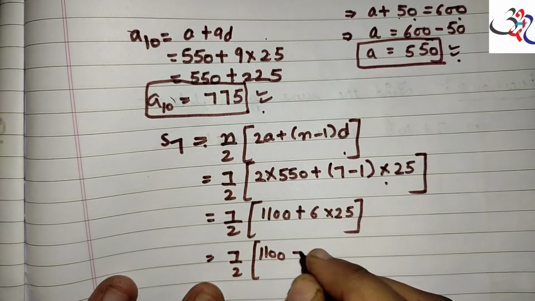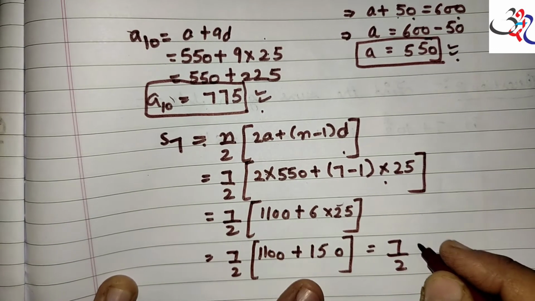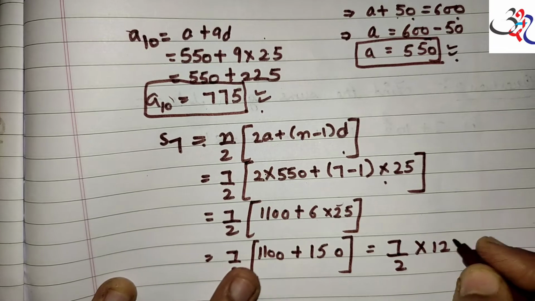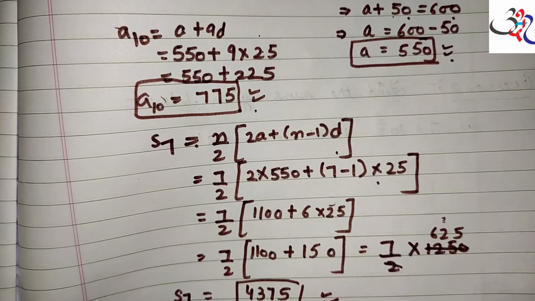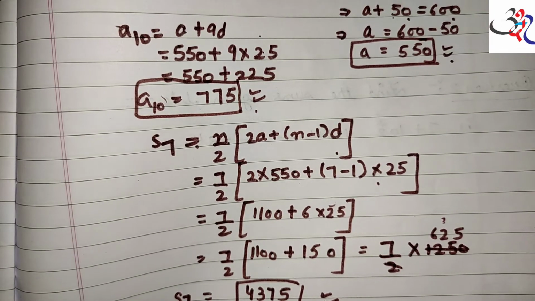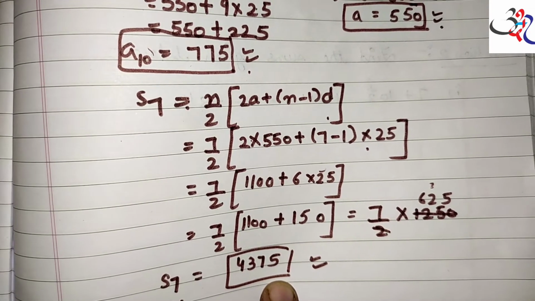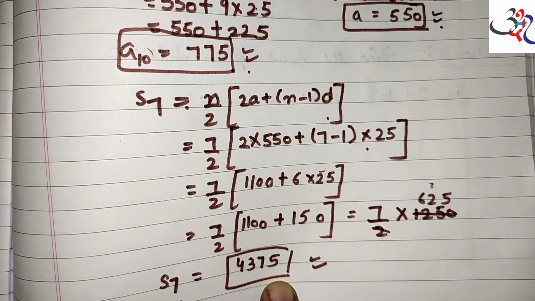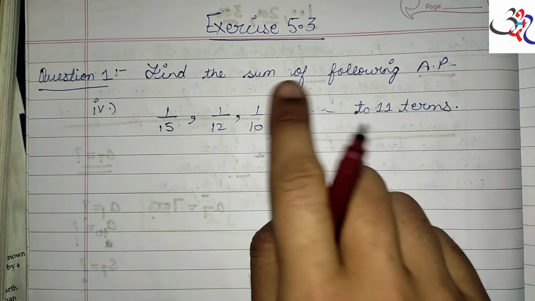So simply solve these values. It will be 150, and after doing this addition, it will be equal to 1250. Then the sum will be given by 4375, meaning the total production in the 7 years is equal to 4375.